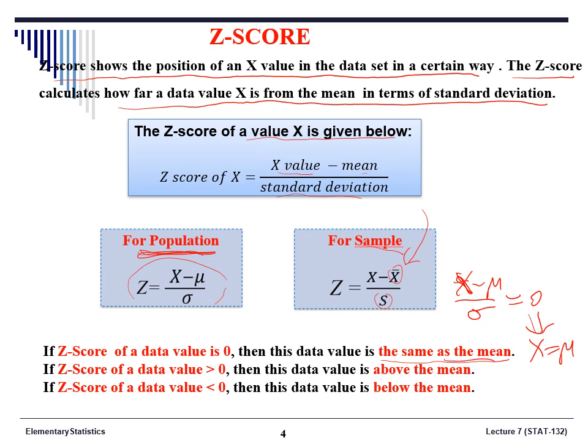And in the same way, if it is bigger than 0, you will get x is bigger than mu. And if it is less than 0, you will get x less than mu. So these sentences are telling these situations. If the z-score of a data value is bigger than 0, this data value is above the mean. If the z-score of a data value is less than 0, this data value is below the mean.